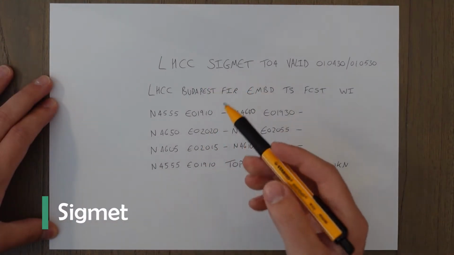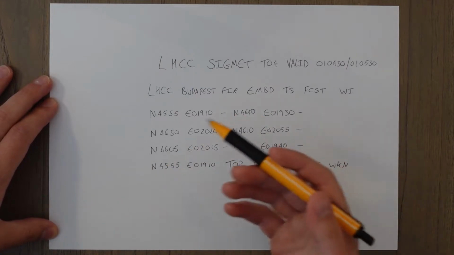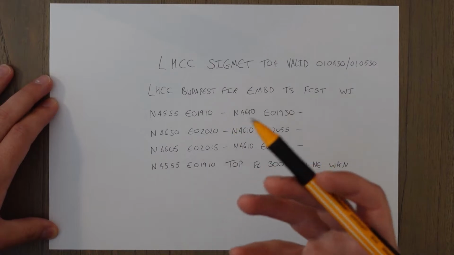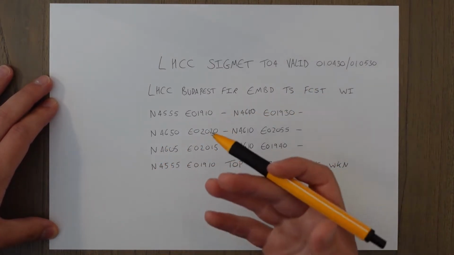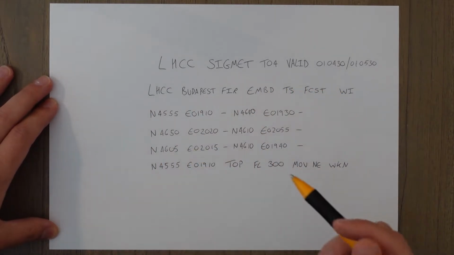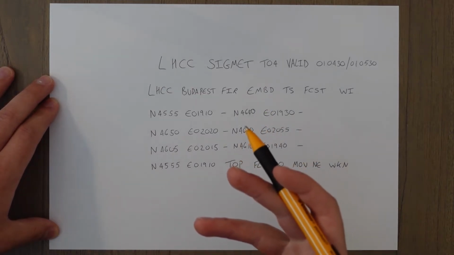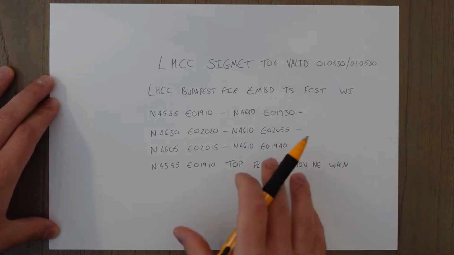A SIGMET, or Significant Meteorological Information report, is another weather report which is all about weather events and phenomena that might impact flight safety, such as thunderstorms, hail, severe turbulence, freezing rain, mountain waves, and tropical revolving storms. They are issued by specific Met offices when they're needed, and they're valid for about 4 hours.